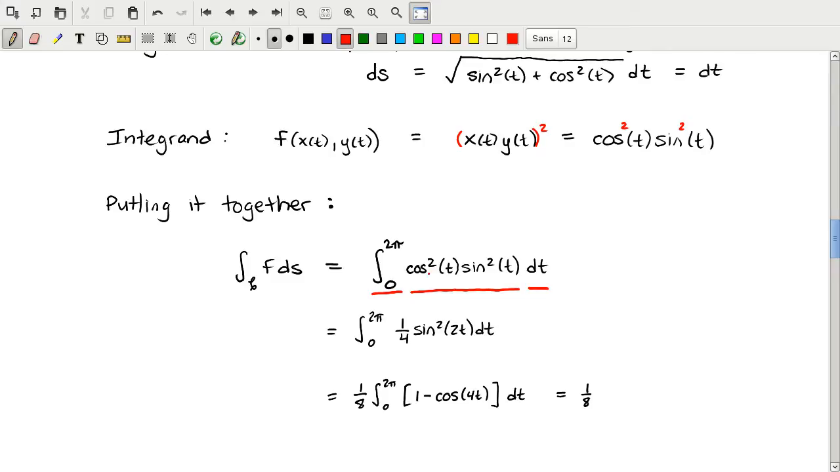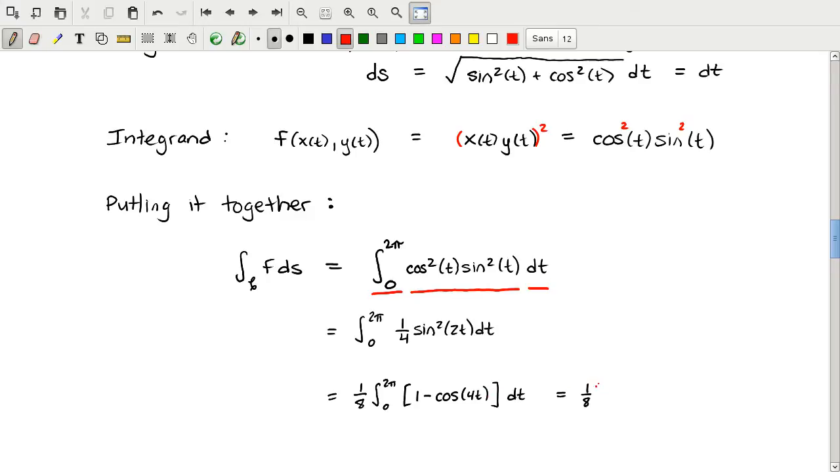But anytime I see cosine times sine, I think 1/2 sine of 2t. So I have 1/4 sine squared of 2t. And even that I can't integrate yet. I have to use a half angle formula to get that sine squared down into 1/2 times 1 minus cosine of twice the argument. So cosine squared sine squared becomes 1/8 times 1 minus cosine of 4t.